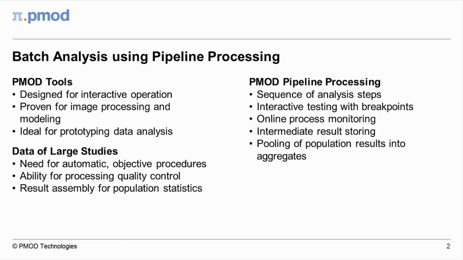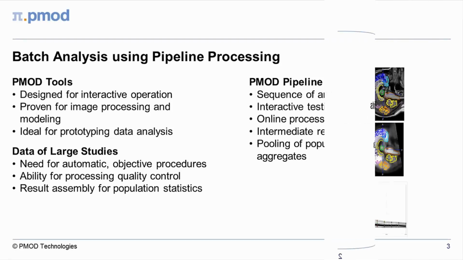In practice, the analysis methodology is first interactively prototyped. It is then converted into a sequence of automatic processing steps and tested using breakpoints on a subset of the data. Finally, the whole dataset is submitted for processing. Quality control elements allow the ongoing data analysis to be monitored, and intermediate results can be saved for post-hoc investigations. The main outcomes, such as regional tracer uptake or kinetic parameters, are directly pooled into population aggregates, ready for population statistics. The pipeline processing solution will be briefly presented in the following demo.